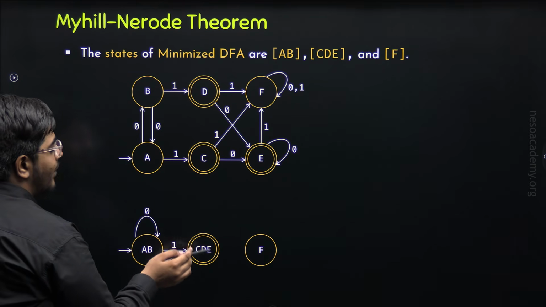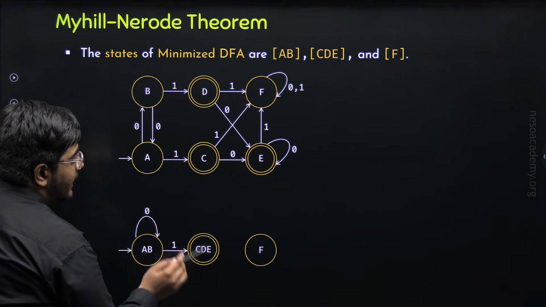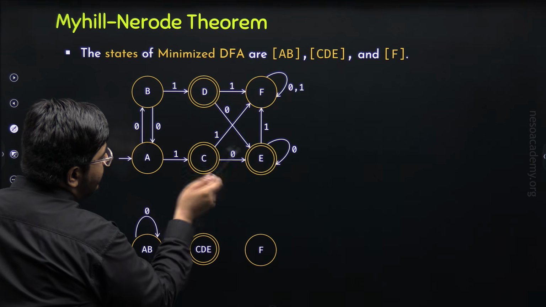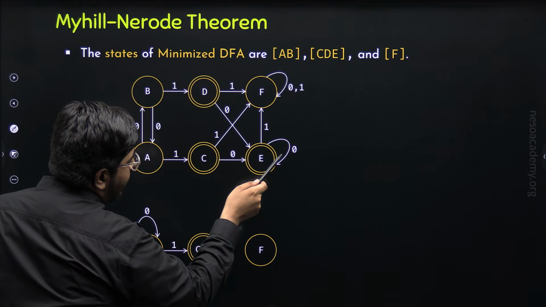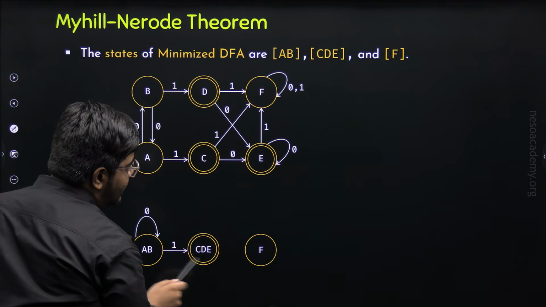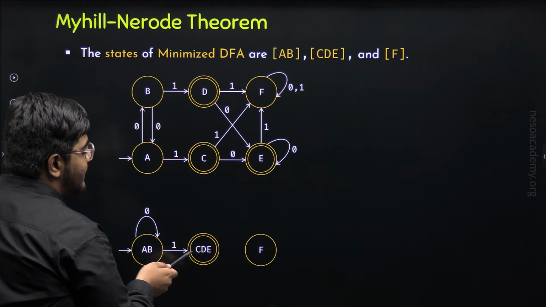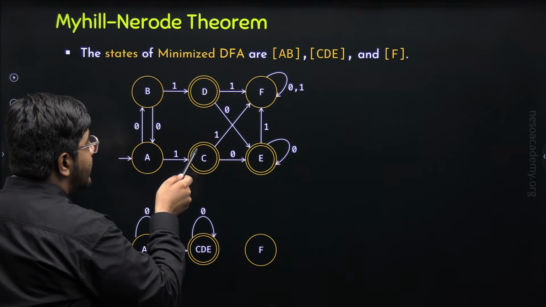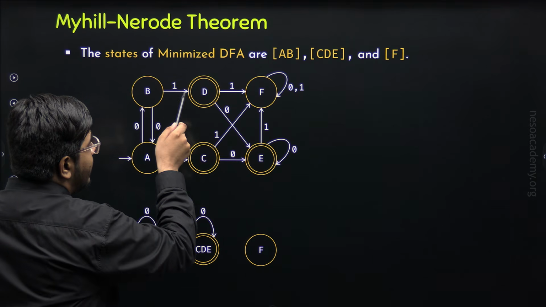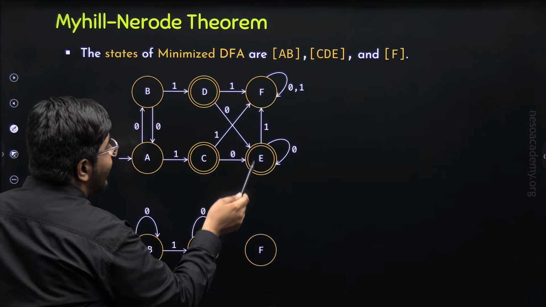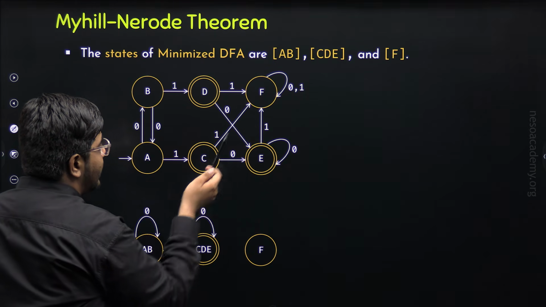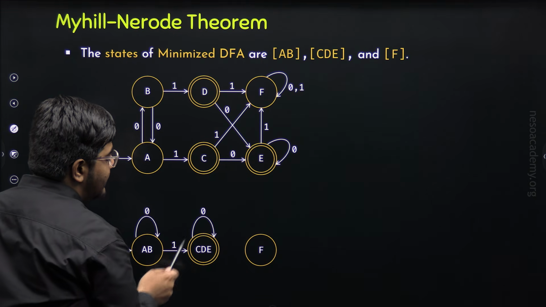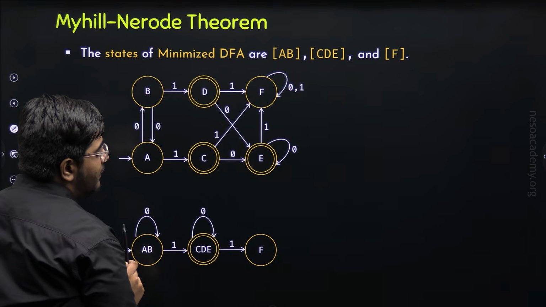Now we need to calculate the transitions for the state CDE. C on 0 gives E, D on 0 gives E, and E on 0 gives E. But E is not a single state in this DFA. So we can say CDE on 0 gives itself. Now, C on 1 gives F, D on 1 gives F, and E on 1 gives F. That means CDE on 1 gives F.